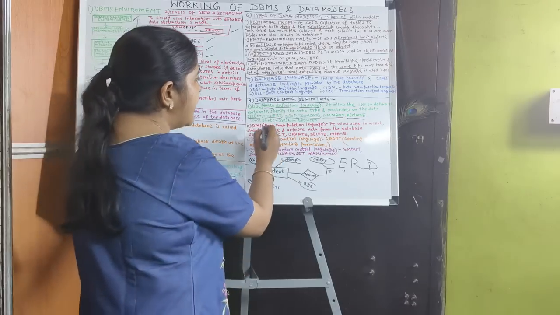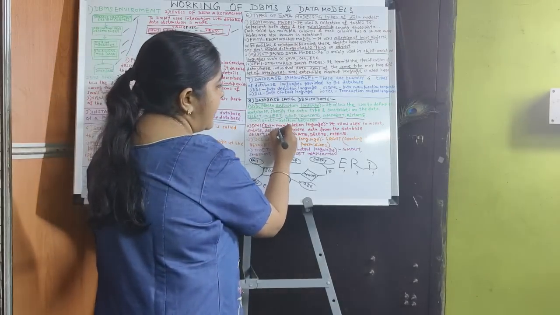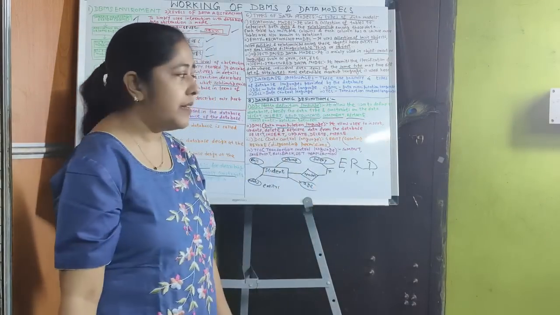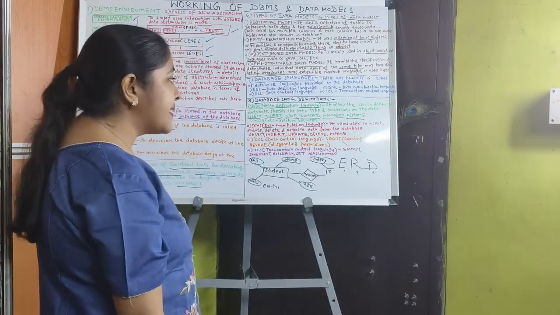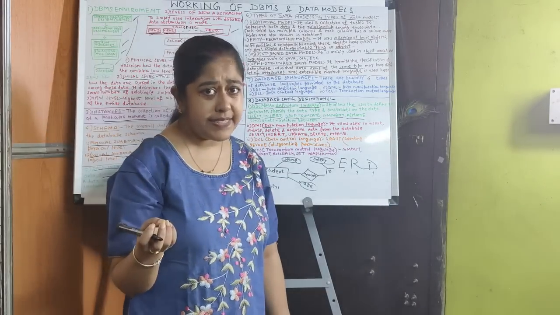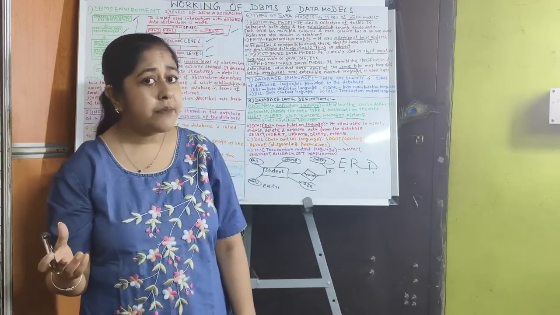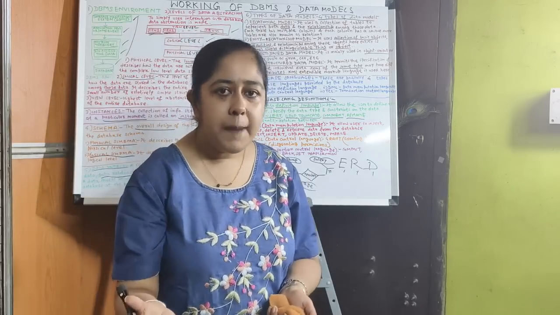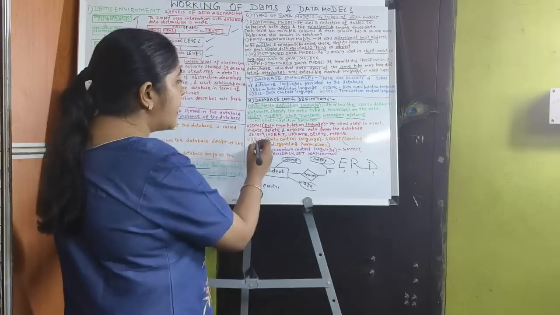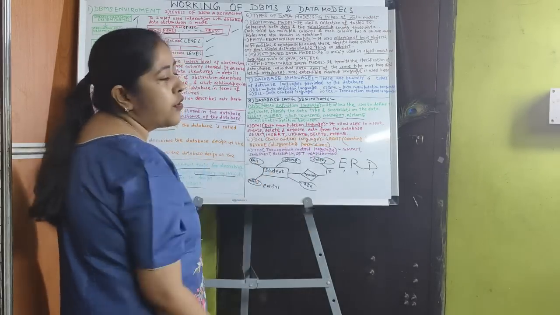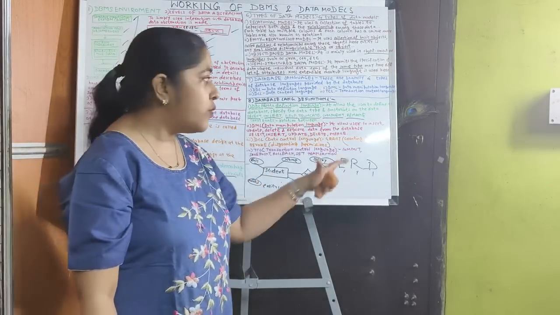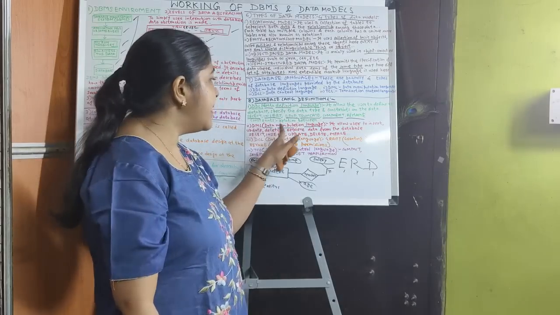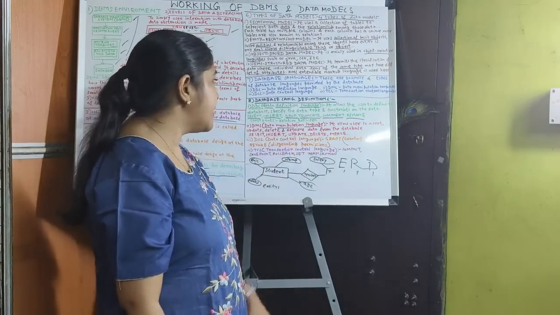Now the next one is data manipulation language. That is your DML. It allows the user to insert. When you are inserting something in a particular database, that means you are manipulating it. You can update, delete, and retrieve data from the database. It will allow you to insert, update, delete, retrieve anything from the database.